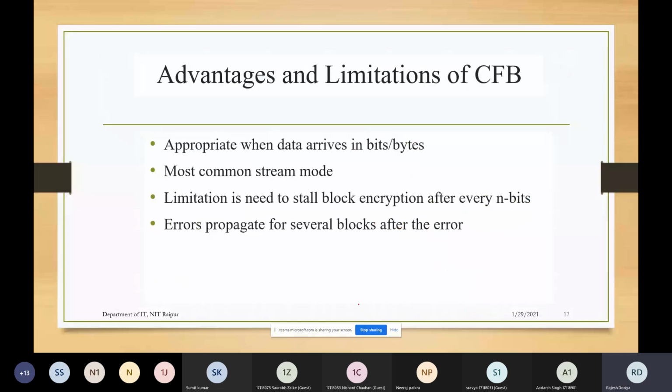If we talk about the advantages and limitations of CFB, it is very appropriate when the data arrives in bits or bytes. In all those situations, it is recommended to go with the CFB mode. It is also a very famous and common stream mode. The limitation is that it needs to perform block encryption after every n bits, and the error propagates for several blocks after the error. So error propagation will happen in this case.